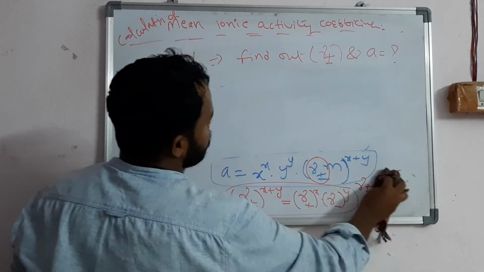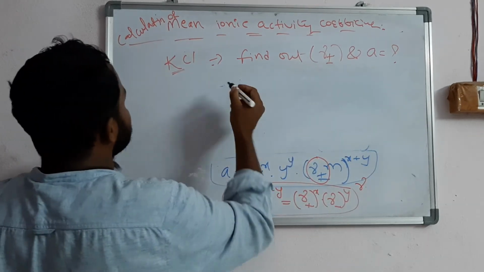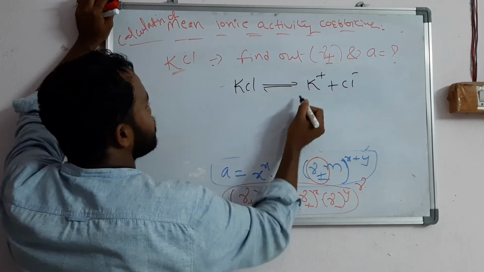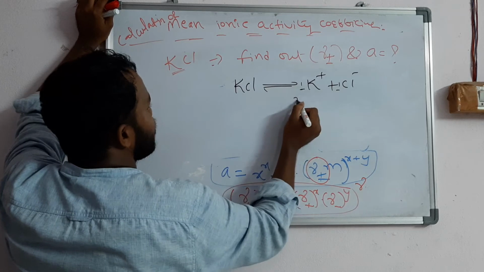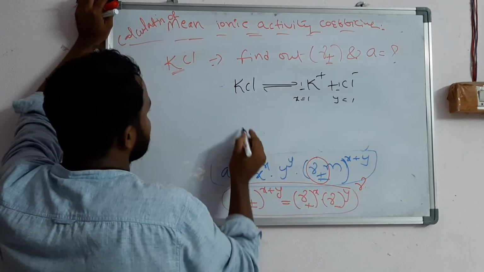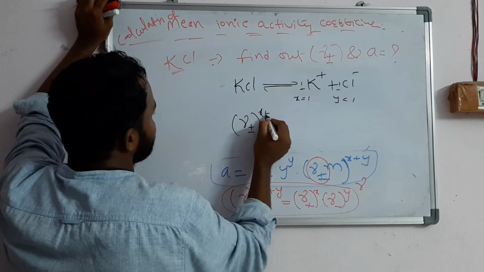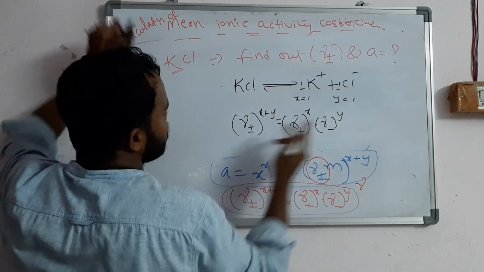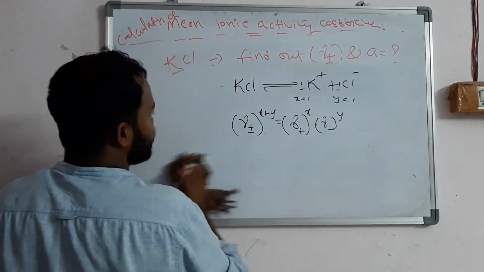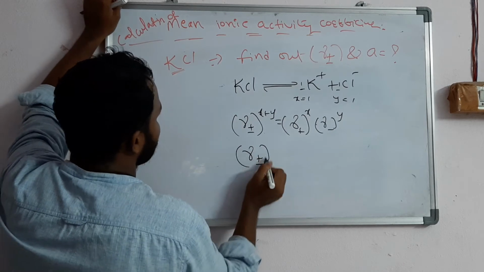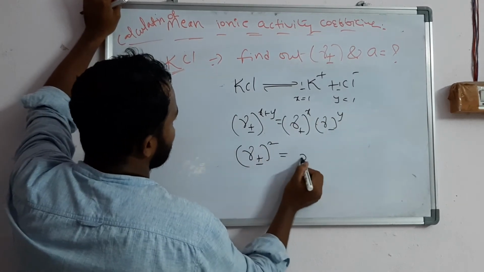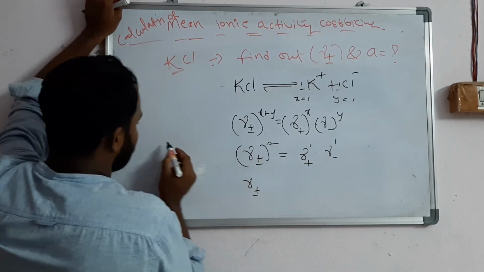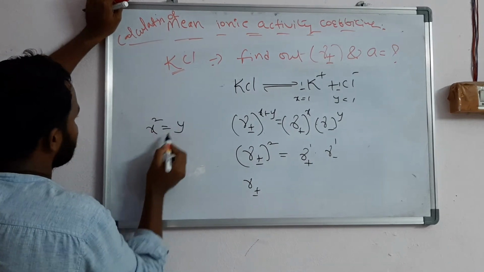So directly I am writing. KCl is dissociated into K plus and Cl minus. Here x is equal to 1, y is equal to 1. Write this: gamma plus or minus all to the power of x plus y is equal to gamma plus all to the power of x into gamma minus all to the power of y. After writing this formula, x plus y, 1 plus 1 is 2. So gamma plus to the power of 1 into gamma minus to the power of 1. So you should write whenever x square into y is there, so x is equal to what?